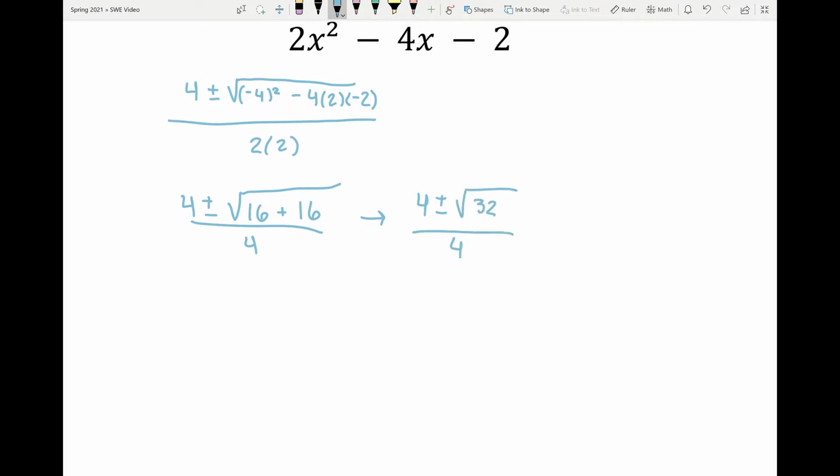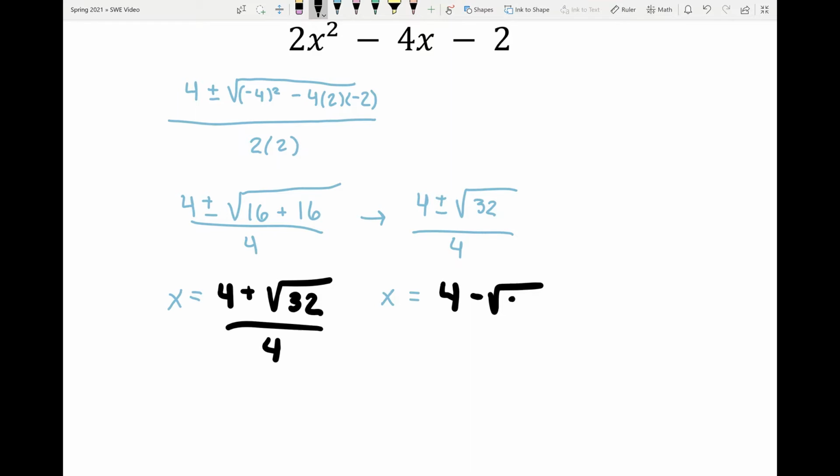So now, to get two answers of what x will be, you just take into consideration the plus and minus. So for one, we'll have 4 plus the square root of 32 over 4, and 4 minus the square root of 32 over 4.